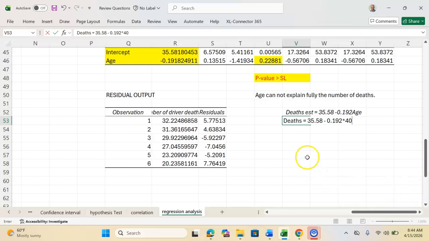And so in this case you can do the math. Let me put an equal sign here and type 35.58 minus 0.192 times 40. So let's see what the answer is. If we consider the age of 40, that will be 27.9. That's the prediction we could make.